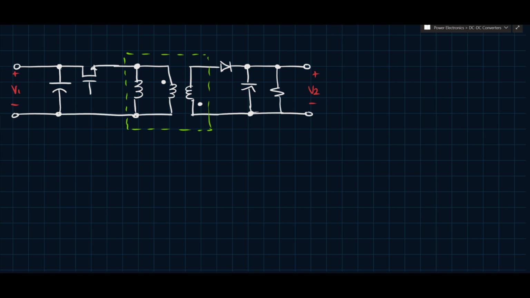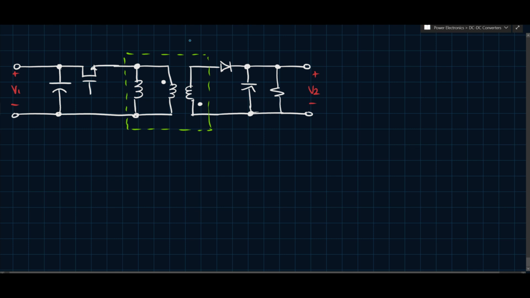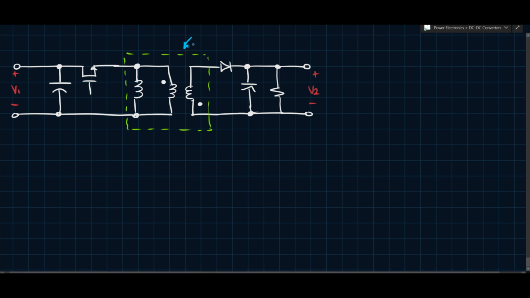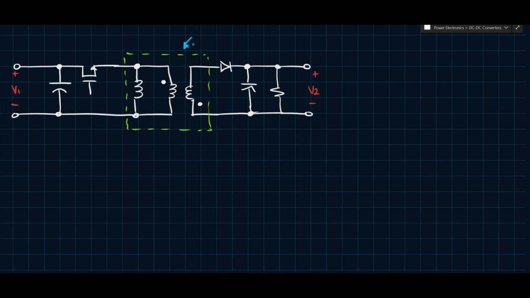So, first of all, what is an isolated DC-DC converter? Here's an example of a circuit, and this is the flyback converter circuit. What makes this isolated is the transformer here, which has been drawn in a green box, and it's a certain model of a transformer with the leakage inductance. Basically, the transformer adds a couple of benefits. One is electrical isolation: there's no direct electrical connection between V1 and V2, and that's required in certain applications such as battery charging.